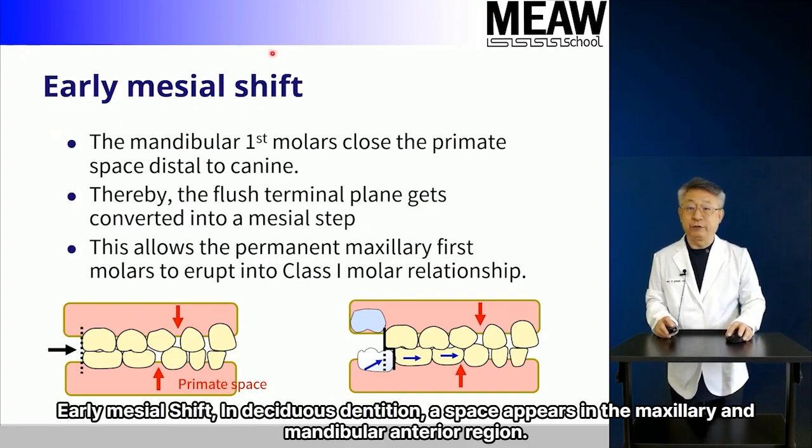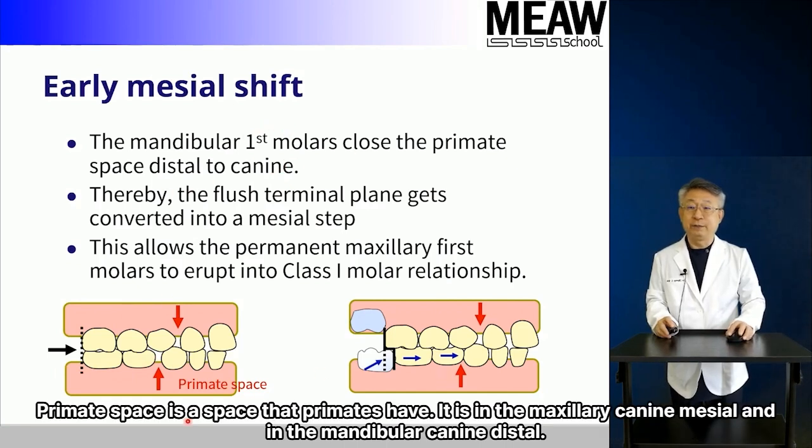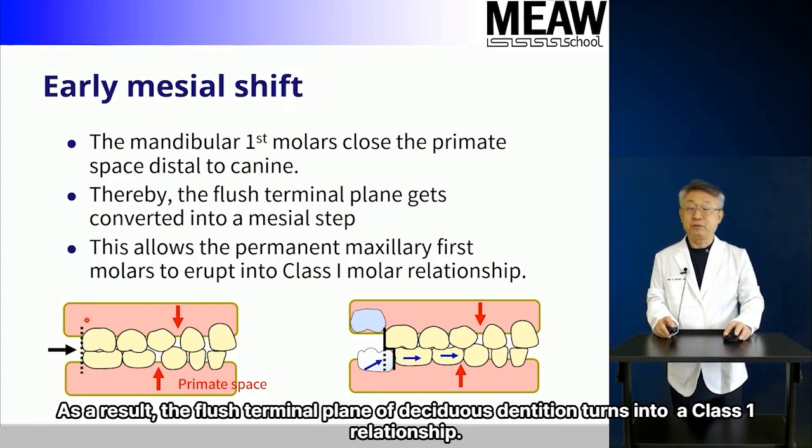Early mesial shift. In deciduous dentition, a space appears in the maxillary and mandibular anterior region. In the mandible, when the mandibular first molar erupts, primate space closes. Primate space is a space that primates have. It is in the maxillary canine mesial and in the mandibular canine distal. Early mesial shift is when the space in between the distal end of the mandibular canine is filled. As a result, the flush terminal plane of deciduous dentition turns into a class 1 relationship.